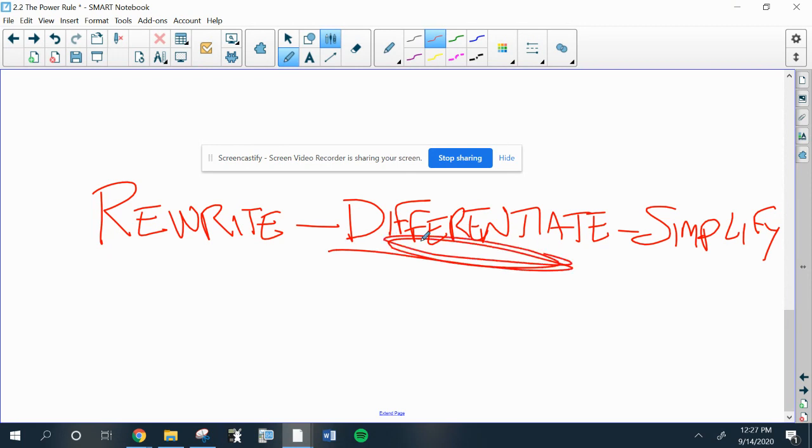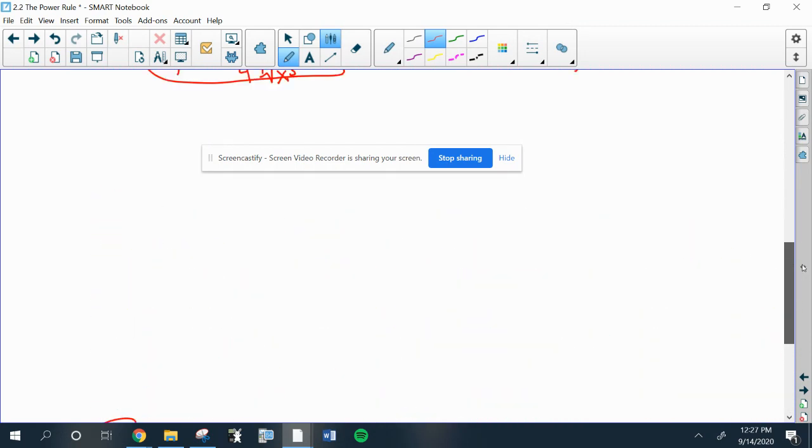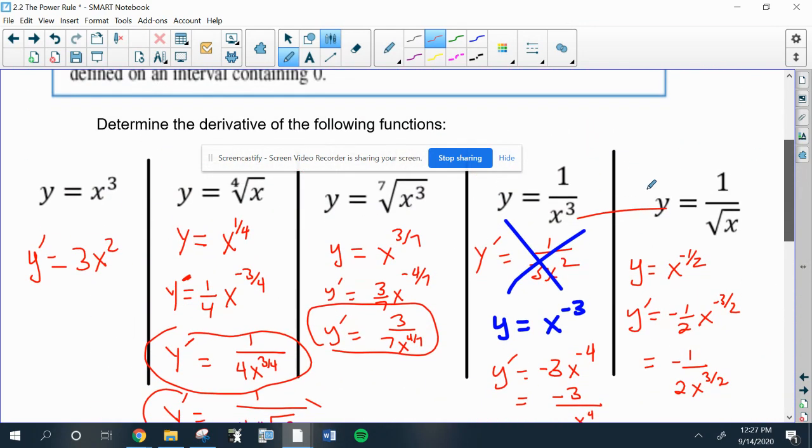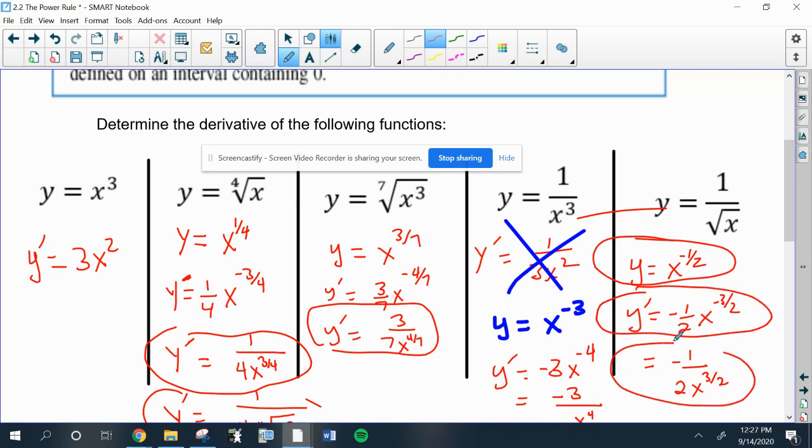This is the only calculus you're doing, the differentiate part, the derivative part. That's usually the easiest part. Rewriting, you have to remember to do. Simplifying, sometimes that becomes annoying, but that's what you're going to have to go through. So like this was the rewrite part, so we could take the derivative. This was the derivative part. And this was the simplify part. So that's how you find the derivative of x to any power.